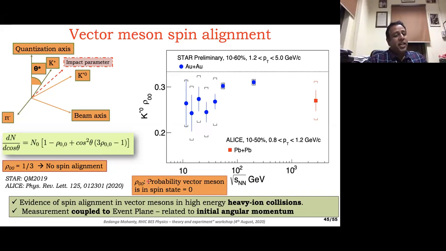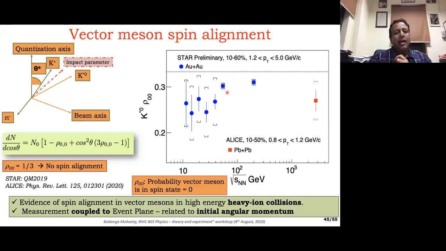All states could be equally probable in the absence of interaction with angular momentum. So ρ00 will be 1/3. Then in this distribution, if I substitute 1/3, the angular part drops off. It's uniform. Any deviation due to spin orbital angular momentum interaction will make this distribution non-uniform and ρ00 deviate from 1/3. And that is what is measured at RHIC and LHC. And there are some deviations seen, and this could be related to spin orbital angular momentum interactions.